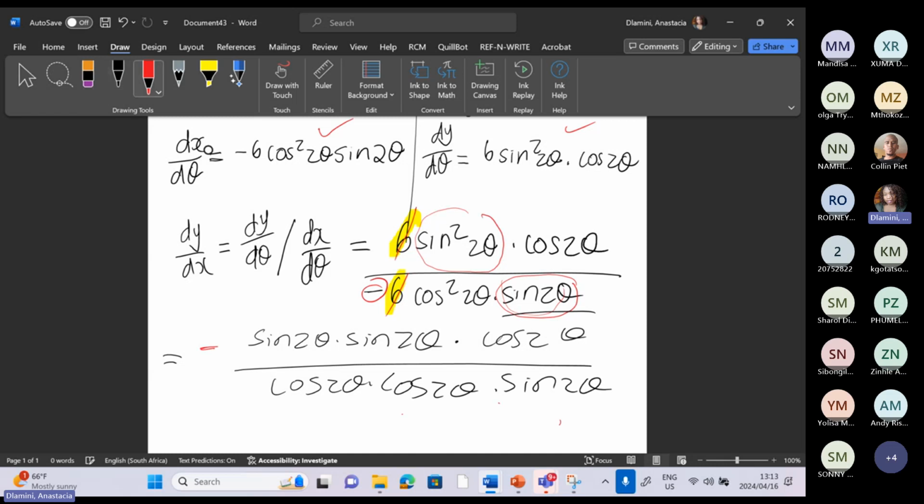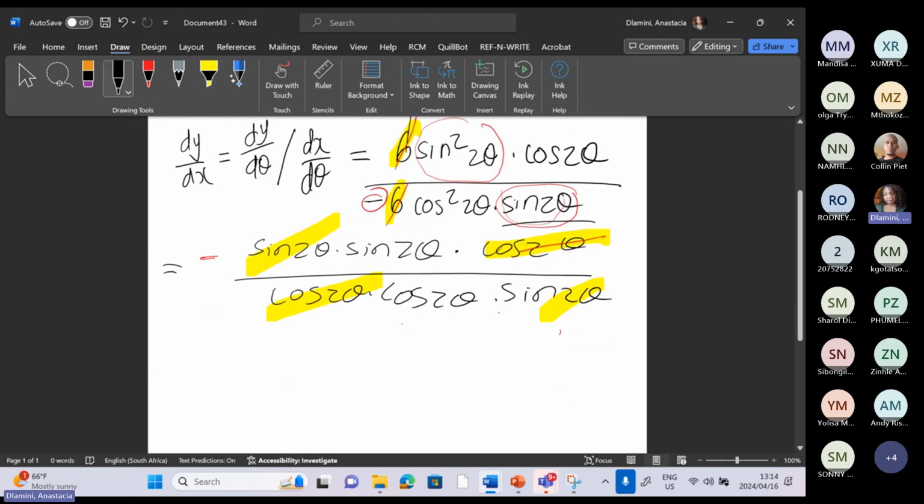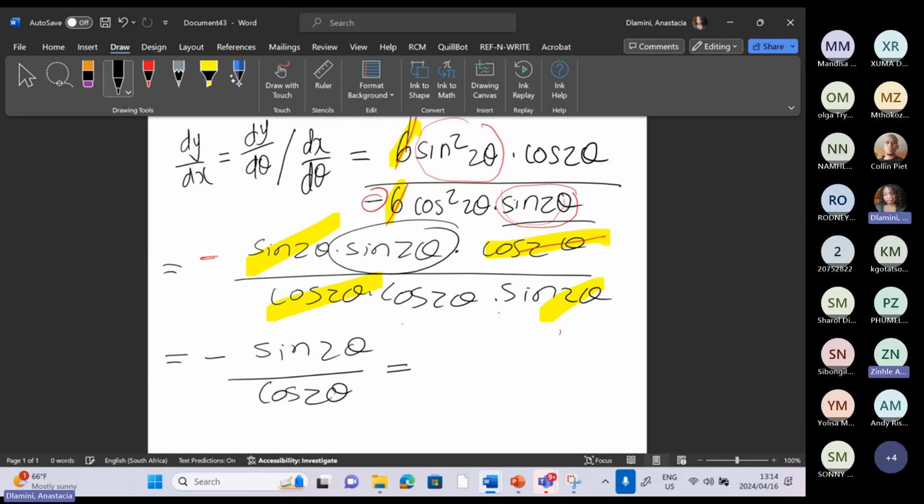Now going back to what you were cancelling all along. This one and this one cancel, forming a 1. That one cancels that one. Just trying to simplify it. So then we have a negative. We're left with sine 2 theta over cos 2 theta, and we know that this is minus tan 2 theta. Therefore, dy over dx is equal to minus tan 2 theta. Are we all together there?